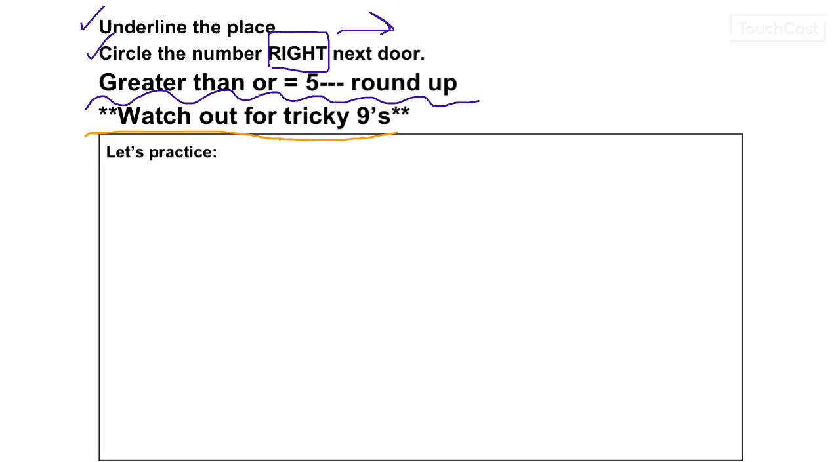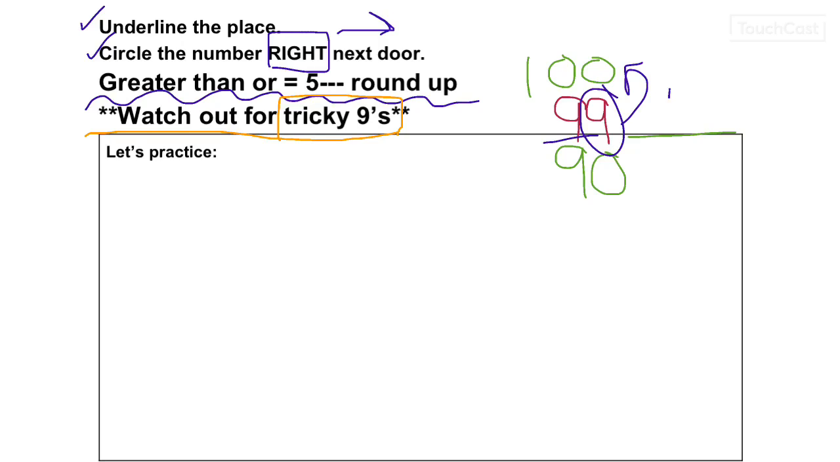When I say tricky nines, I mean when there's two nines next to each other, like 99. 99 is a number in the tens place, 9 tens and 9 ones. But if we were to round this number, it's between 90, and then it bumps up to the next place value, 100. So that's what's tricky about it: sometimes the double nines will bump you up to the next place value. Because that 9 is bigger than 5, it would round up to 100. So watch out for those tricky nines.